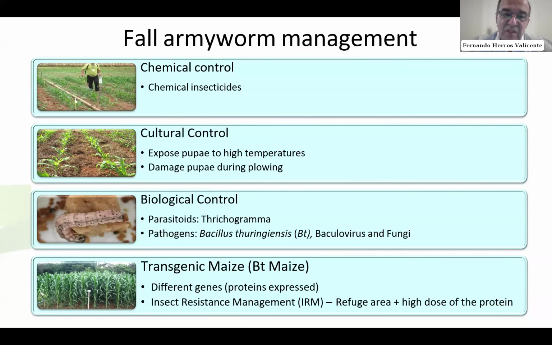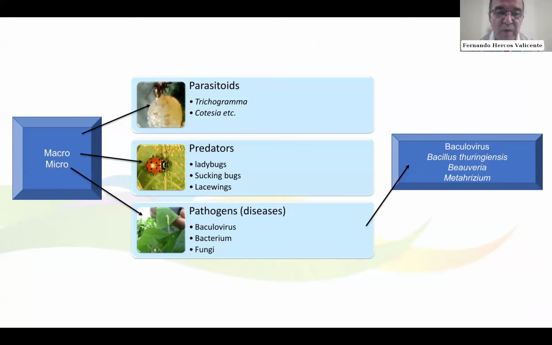And I'm going to just talk briefly about the maize that we developed at EMBRAPA Maize and Sorghum, the first Brazilian transgenic maize against fall armyworm. For the biological control, we have the parasitoids they rear, like Trichogramma, Cotesia, and some others. Some predators like ladybugs, sucking bugs, and lacewings.